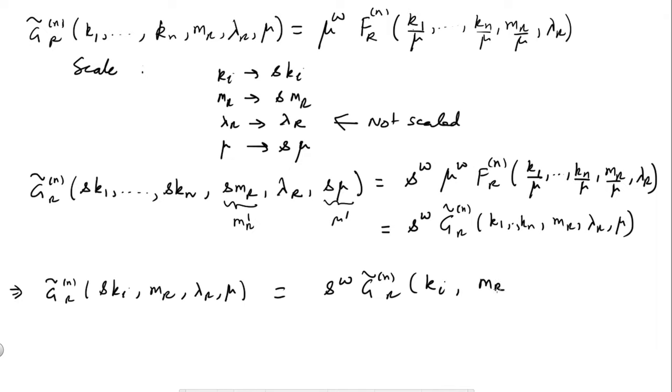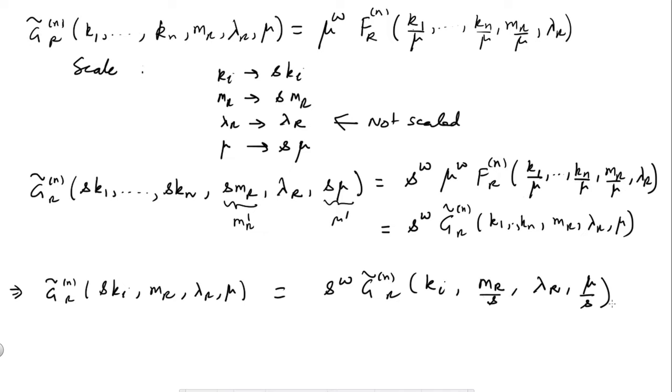Then if this is m r prime, then this is m r prime divided by s. There is a factor of s between the two. So now, instead of calling that m r prime, I'm calling it m r. So this will be m r over s. Okay, then lambda r, nothing happens to that, and this is mu prime. So this is mu prime over s, and I'm calling mu prime, mu again.